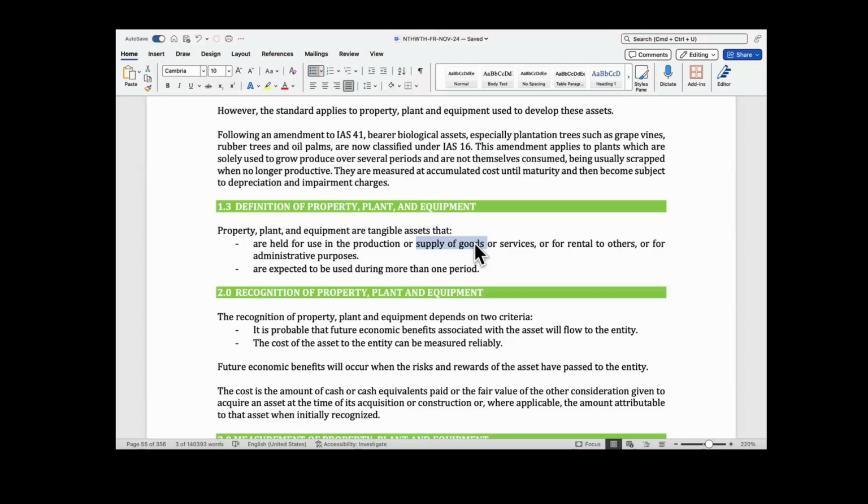You see, that cable, it's PPE to them because they use it in supply. For rentals to others, just think of any item that you rent to other people. It's PPE. Are you renting it to others? And the answer is yes, it's PPE. Any item. Of course, for it to be PPE, don't forget, it has to be a tangible item, something that has physical substance. And number three is for administrative purposes, like your furniture and fittings in the office.